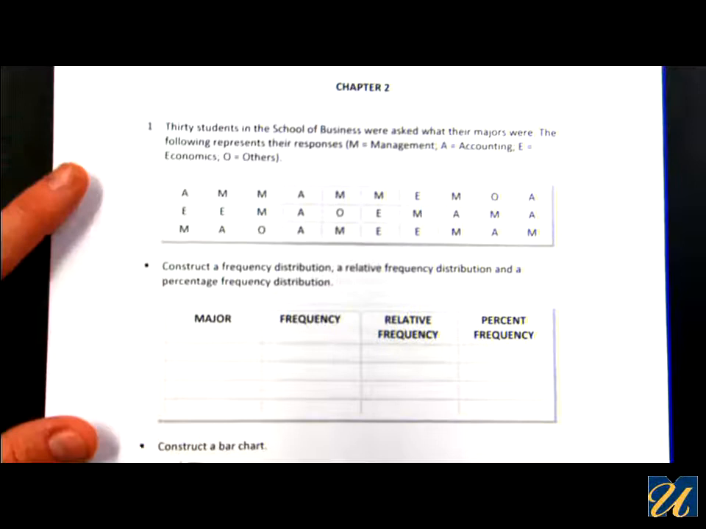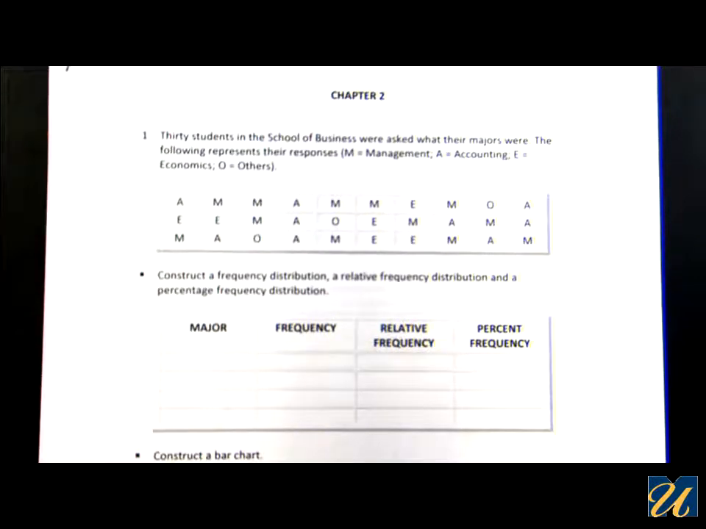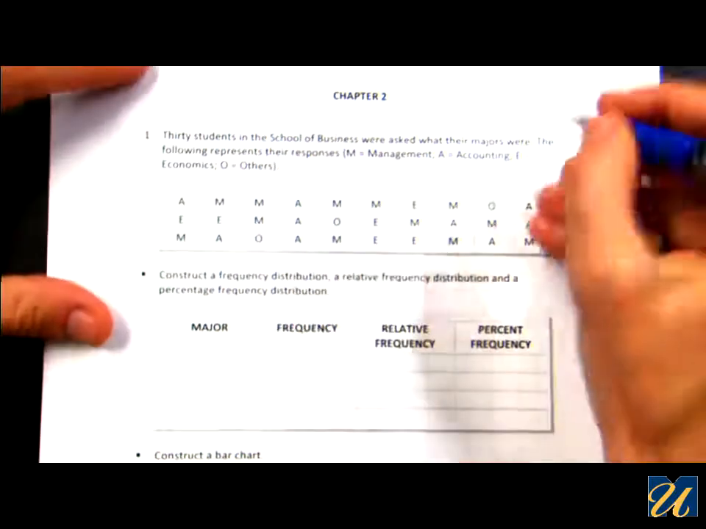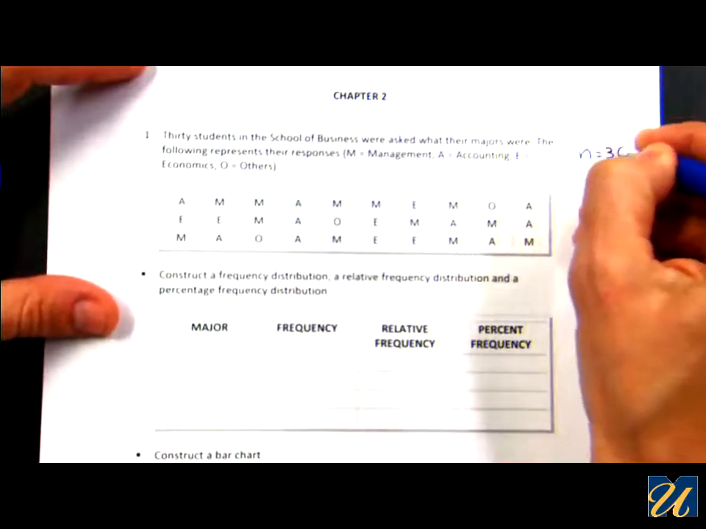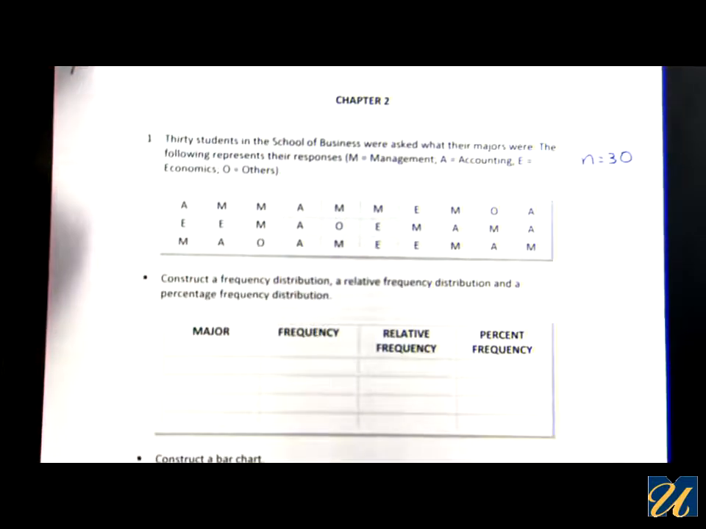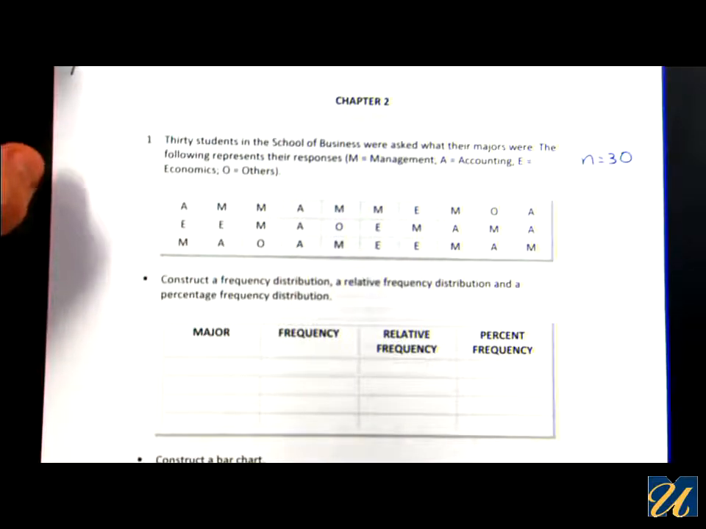Let's take a look at the exercises for Chapter 2. For the first one, 30 students in the School of Business were asked what their majors were. The following represents the responses: M for management, A for accounting, E for economics, O for others. So we have N equals 30, basically. This is our sample size. We want to construct a frequency distribution, relative frequency distribution, and a percent frequency distribution.